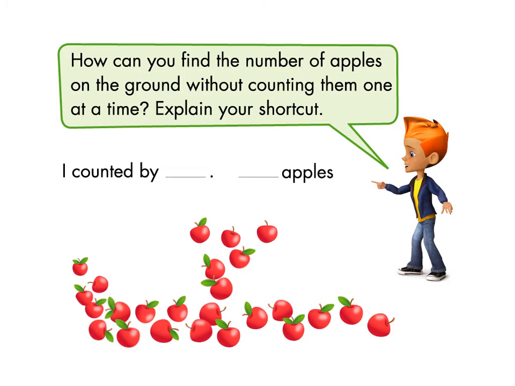Remind students that an efficient way of counting a large group of objects is to make groups of 10. Then count the groups by tens and the leftover objects by ones. Have these students circle groups of 10 apples.